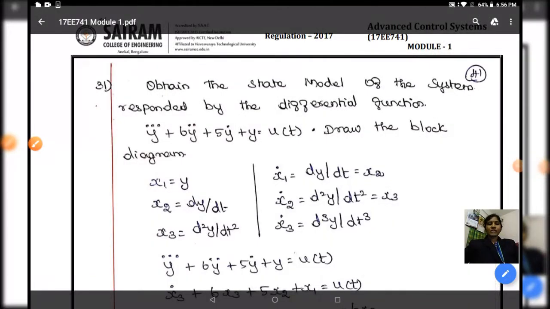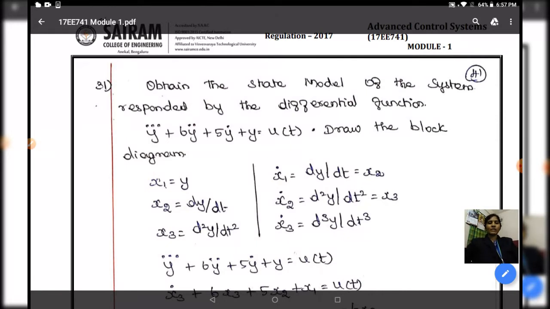Students, in the previous class we have solved some problems to obtain the state model of the system by using electrical network and mechanical network. There are three ways of representing the state model: state model representation by physical system, by canonical system, and by phase variable system. We have solved some problems under electrical networks that come under the physical system. Now in this class we are going to solve some problems under state model representation of a phase variable system.